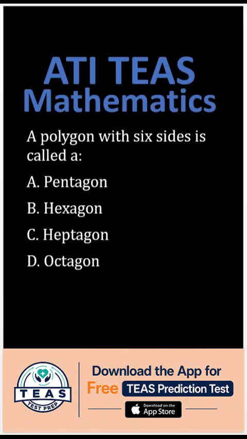This is one of the easiest points you can pick up on the ATI TEAS math section if you remember your geometry. A polygon with 6 sides is called a... So here's a quick way to remember the names of polygons. A pentagon has 5 sides, a hexagon has 6 sides, a heptagon has 7 sides, and an octagon has 8 sides. So a polygon with 6 sides is called a hexagon. With that, the correct answer is option B.